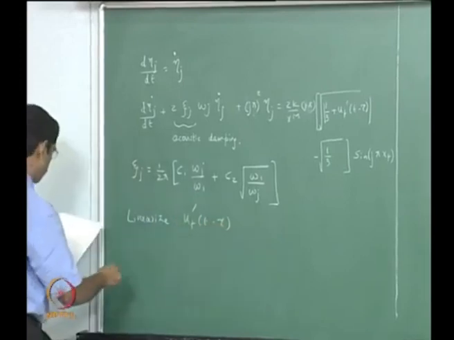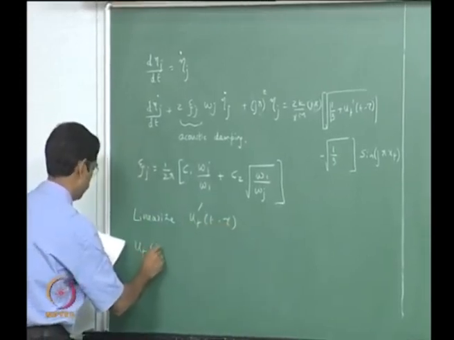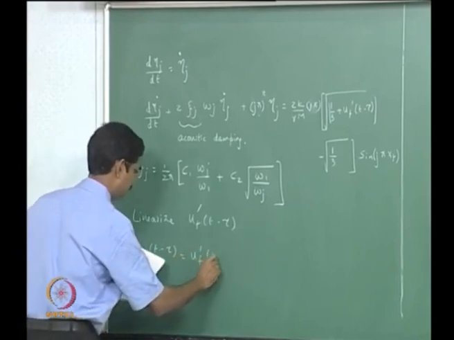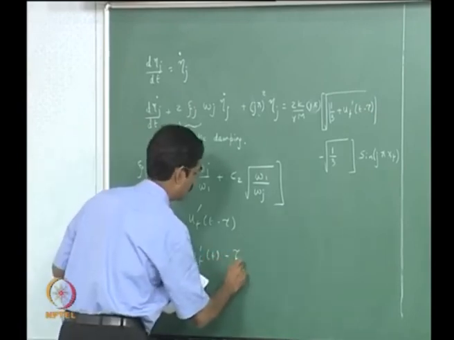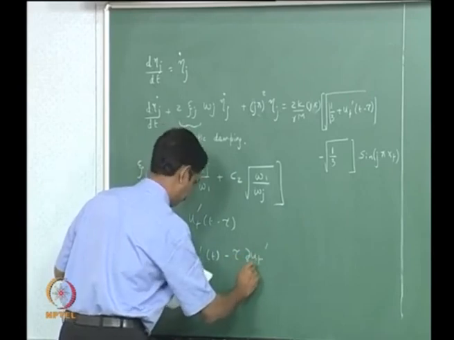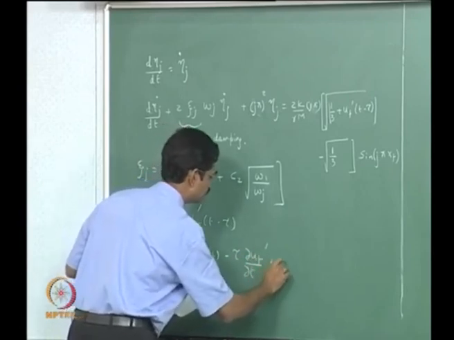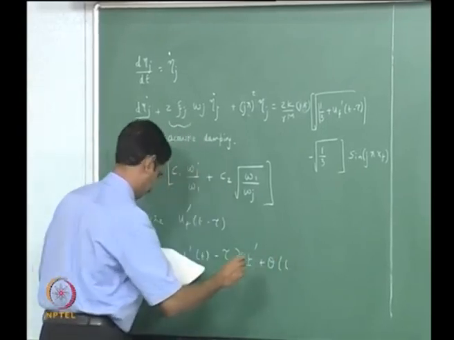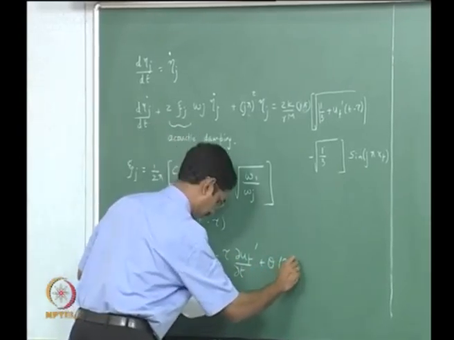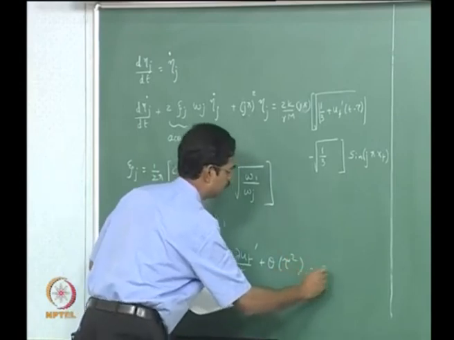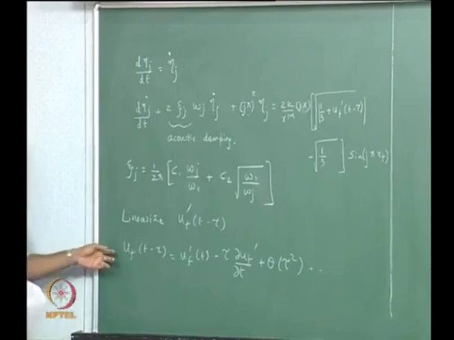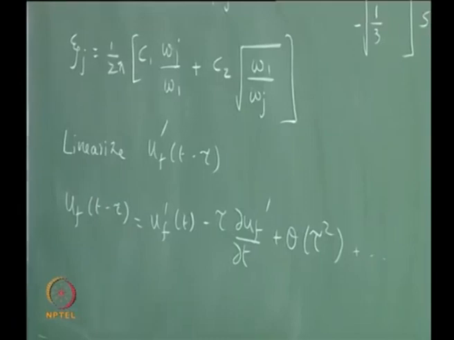So what you do is u_f of t minus tau is u_f prime of t minus tau. So u is of course based on our Galerkin modes and so on, so we have to write the expression for this.